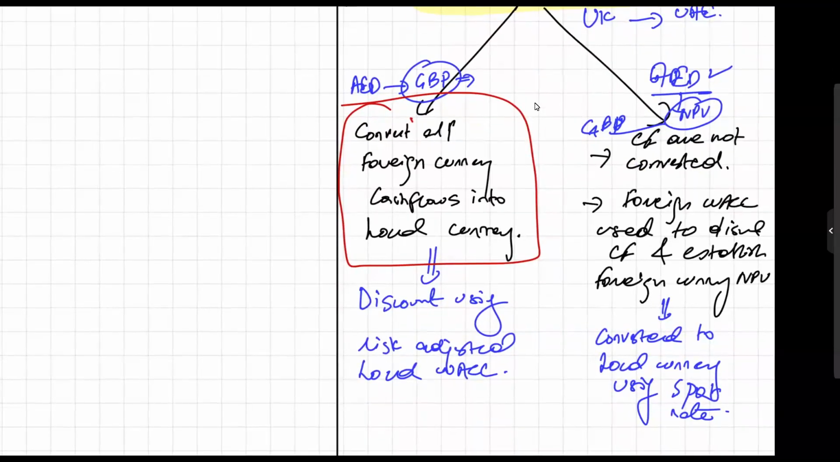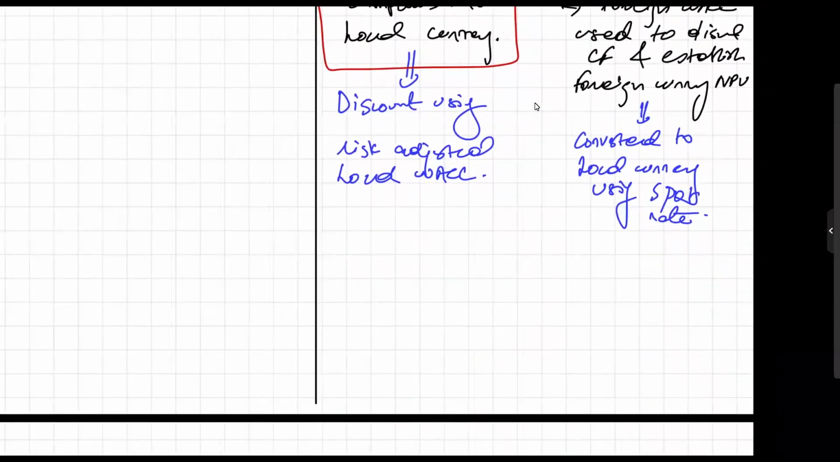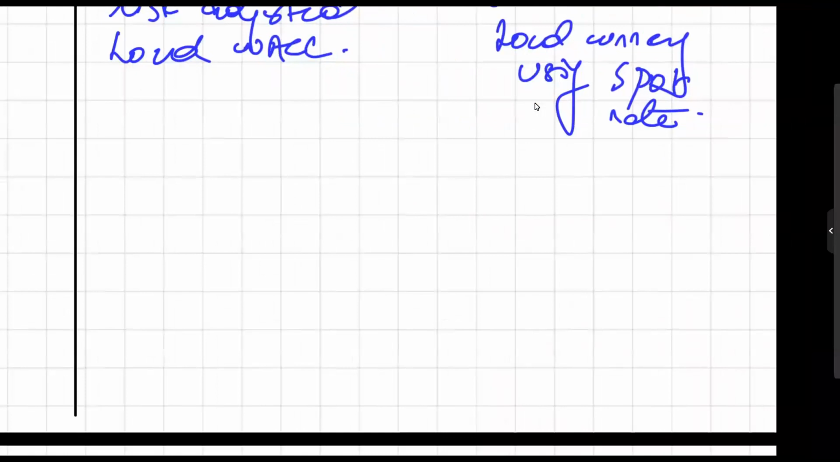We usually adopt the approach of converting all the cash flows into the local currency using the relevant exchange rates. After the conversion, we discount them using the relevant rate, and resultingly we get it like this. Now, a very important thing is that you have to establish the forward exchange rates.